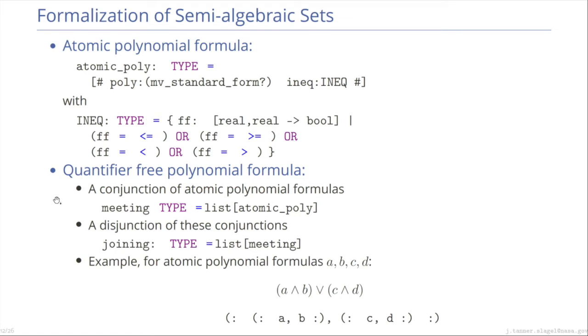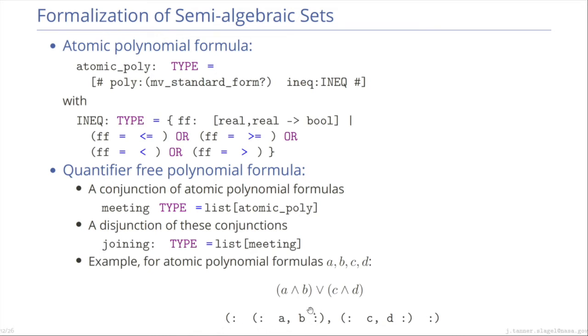So then to construct the quantifier-free polynomial formula, the inside conjunction is a meeting, and a meeting is a list of atomic polynomial formulas. And then to describe a disjunction of all these conjunctions, a joining is a list of a bunch of meetings. So here we have a disjunction of two conjunctions. In PVS, this would just be a list of lists.